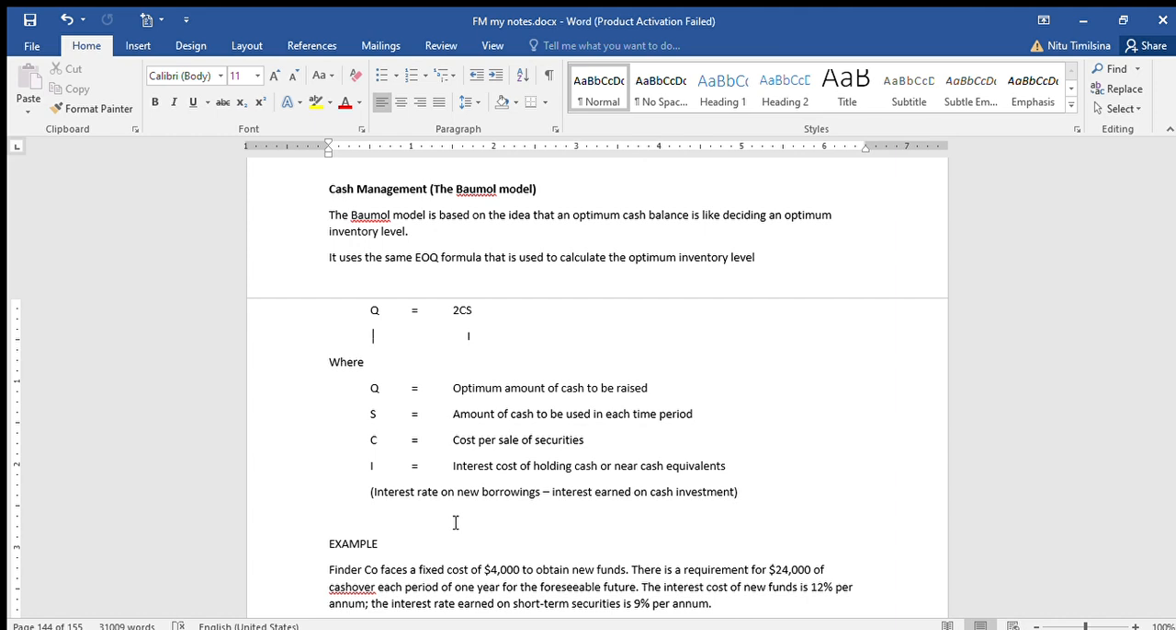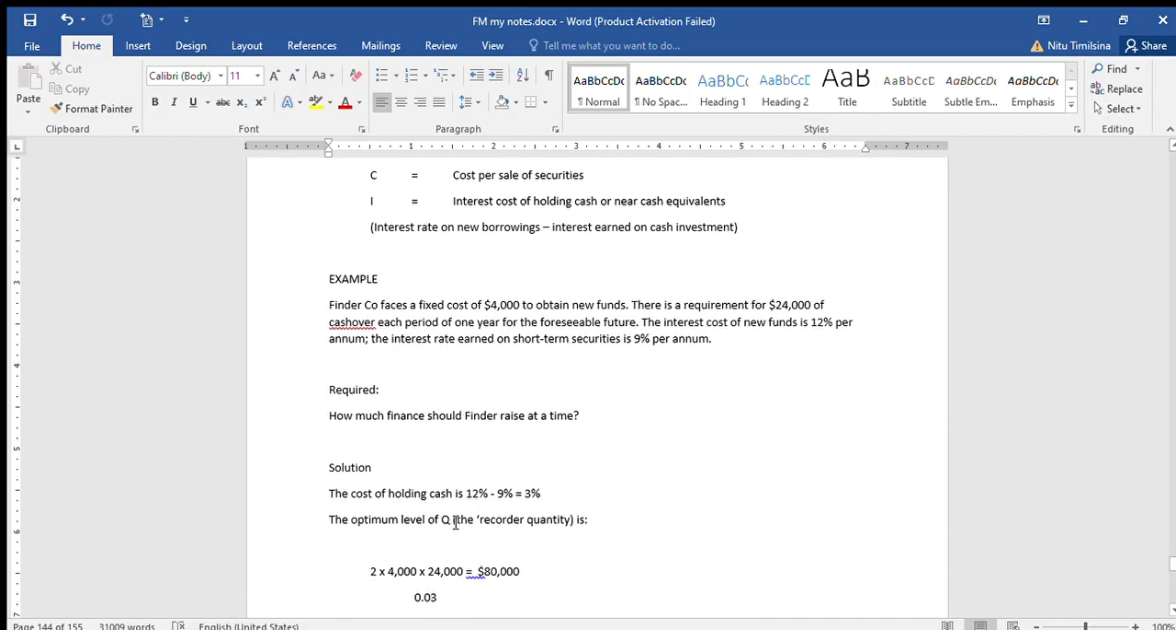Example. Your company faces a fixed cost of $4,000 to obtain new funds. There is a requirement for $24,000 of cash over each period of 1 year for the foreseeable future. The interest cost of new funds is 12% per annum. The interest rate earned on short-term securities is 9% per annum. How much finance should be raised at a time?